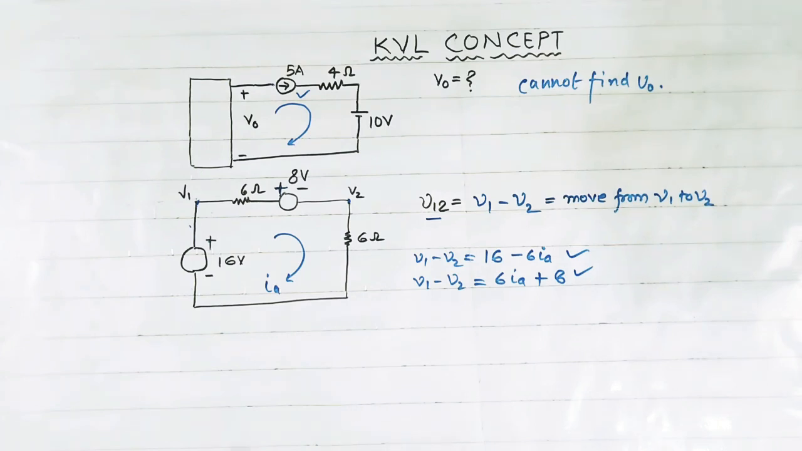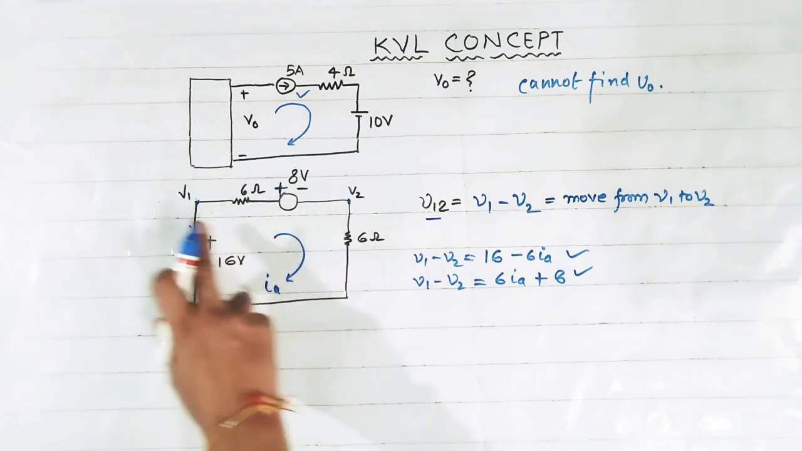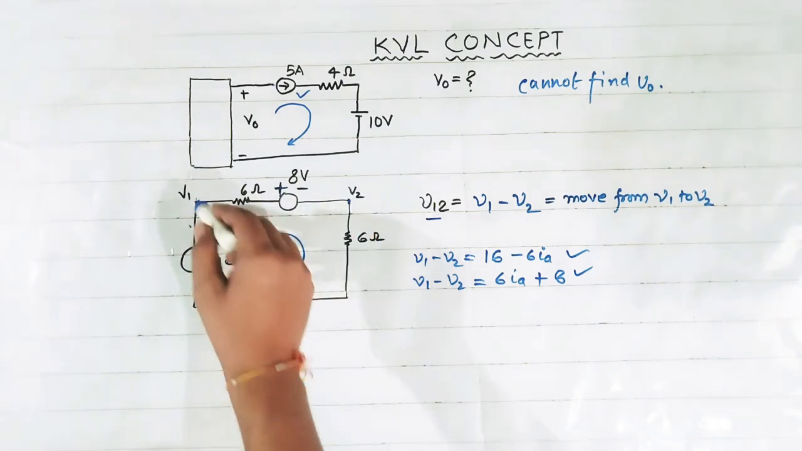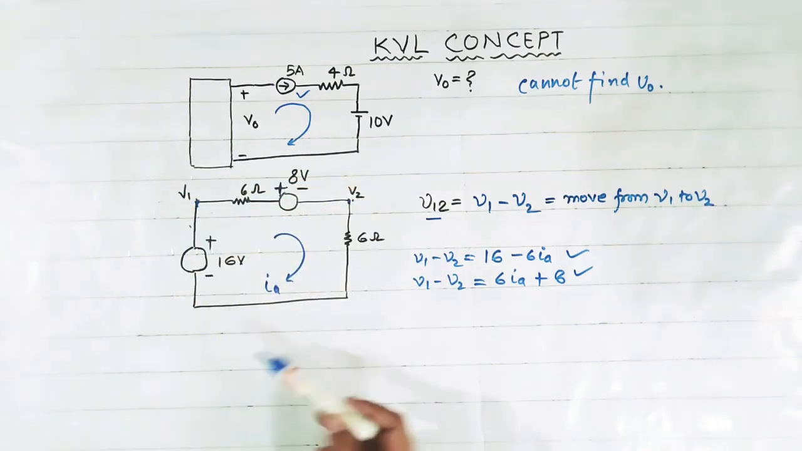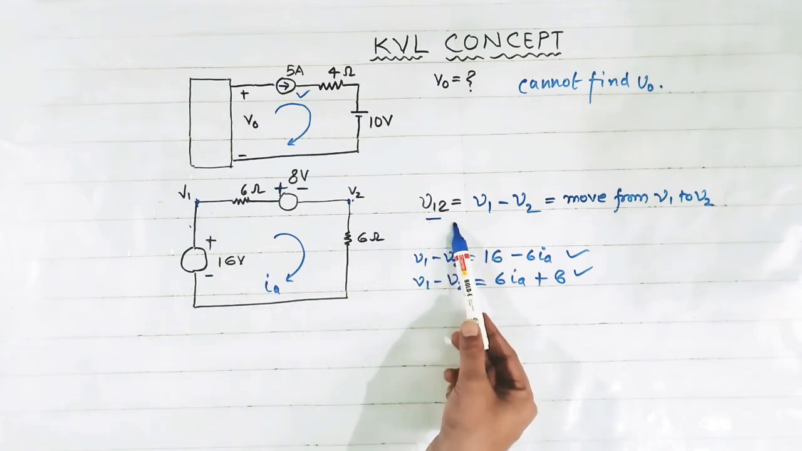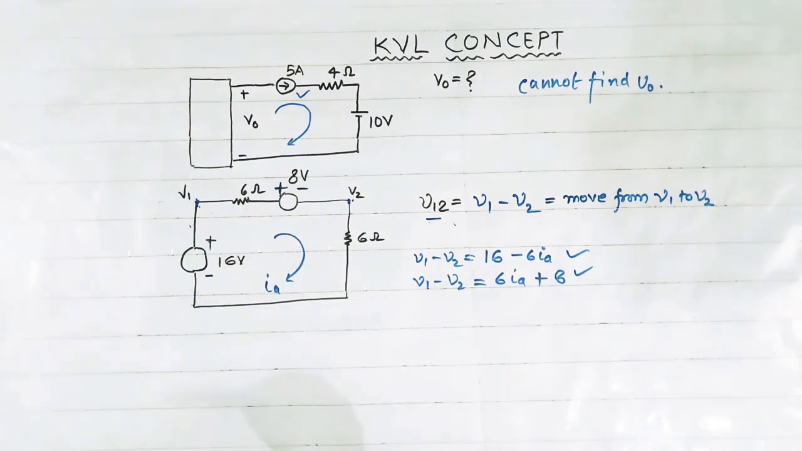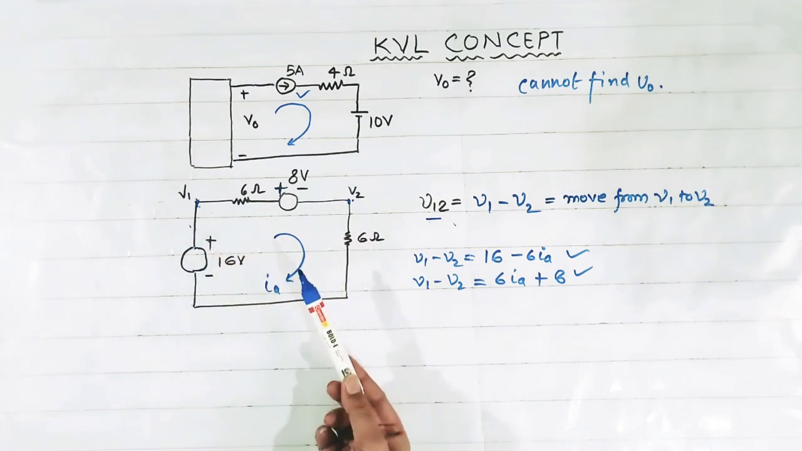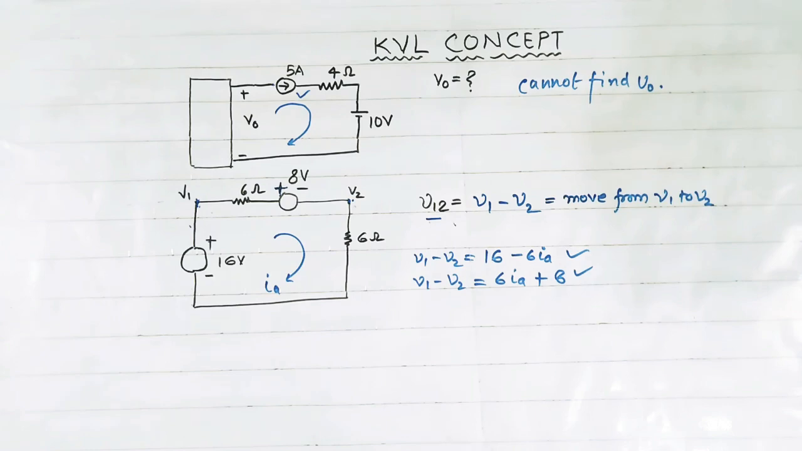In this way we apply KVL when two node voltages are given. Suppose we have to find the voltage between these two points, then we simply see what we have to find. If we have to find V12, it means we have to move from V1 to V2. If the question says that we have to find V21, then in that case we have to move from V2 to V1. So this is the concept of KVL.